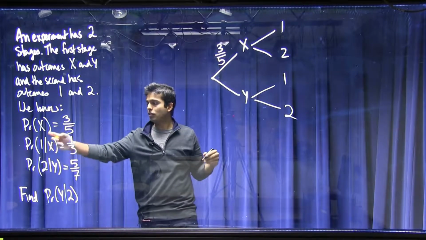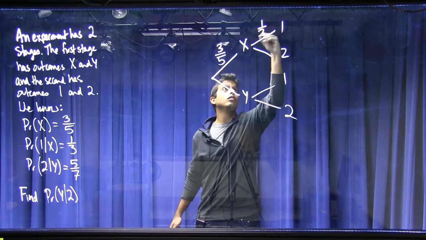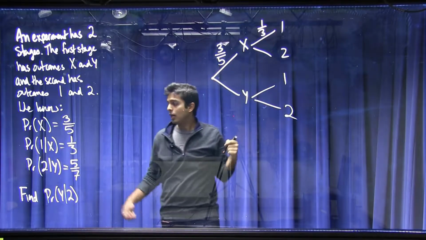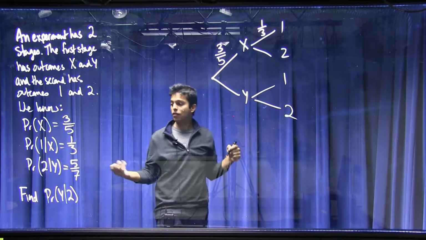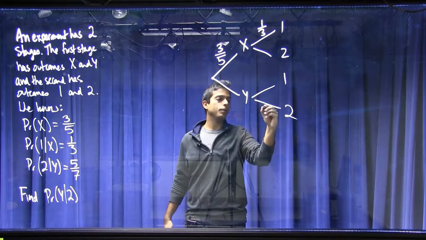We know the probability of 1 given x is 1/3. That is, we know x happened, then the probability that 1 happens is 1/3. And similarly, the probability of 2 given y is 5/7. So we know y happened, then the probability that 2 happened is 5/7.